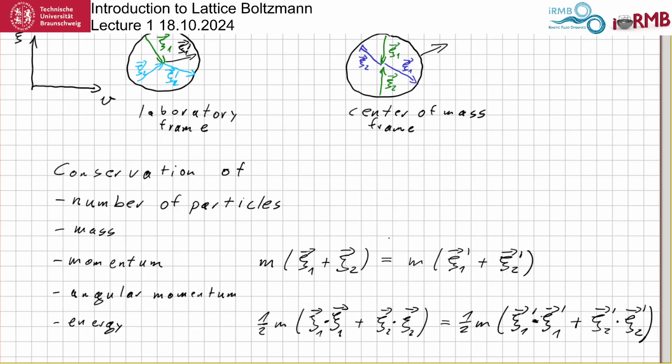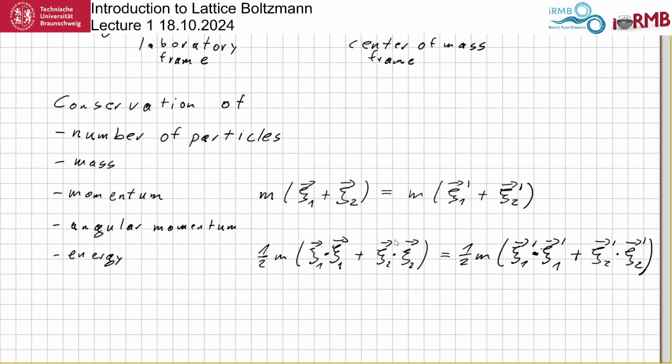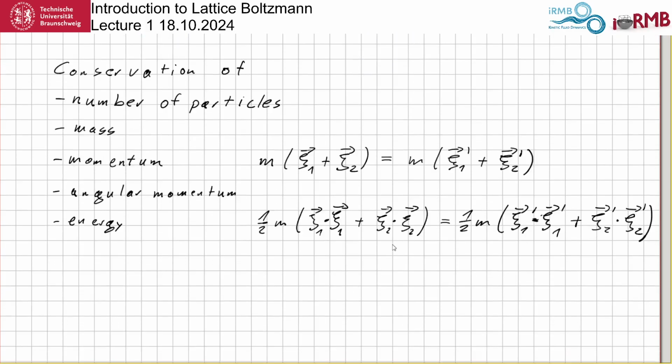Okay. Now Boltzmann had this ingenious idea, which in the Anglo-Saxon world is called molecular chaos, which actually Boltzmann called Stoßzahlansatz.